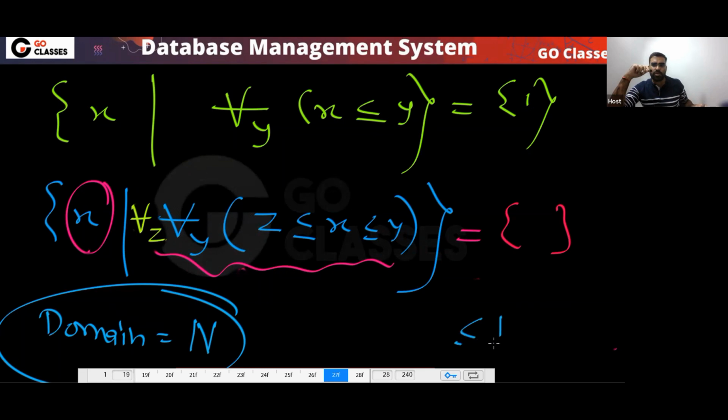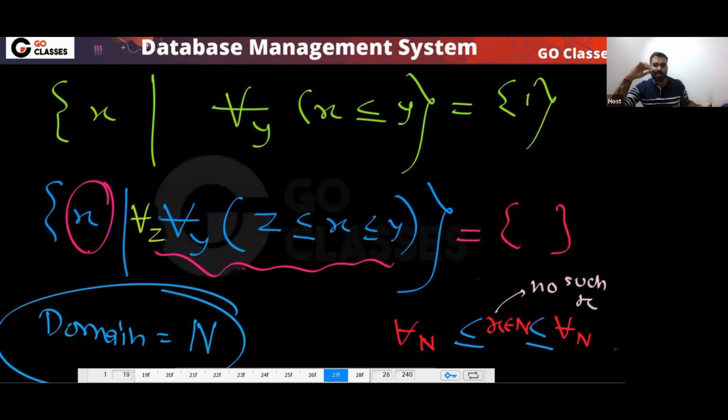Basically you are saying that whatever natural number you put here, whatever natural number you put here, is that true? Do we have any natural number such that you can put any natural number here and any natural number here? There is no such number. Agree or not? There is no such x.